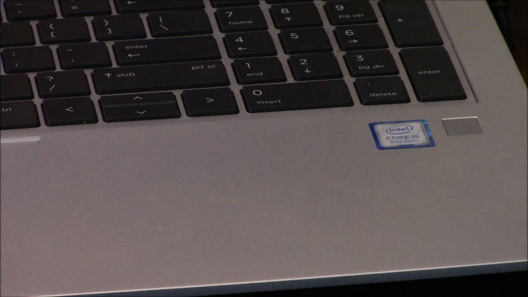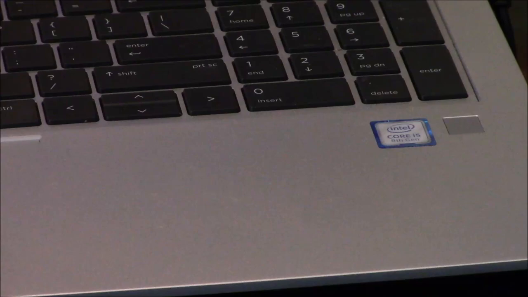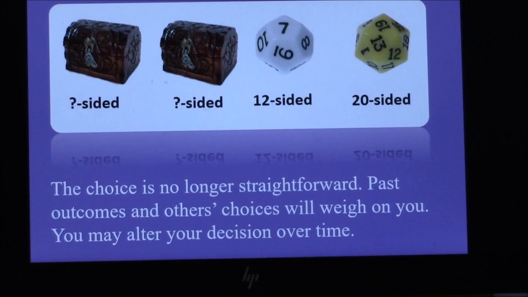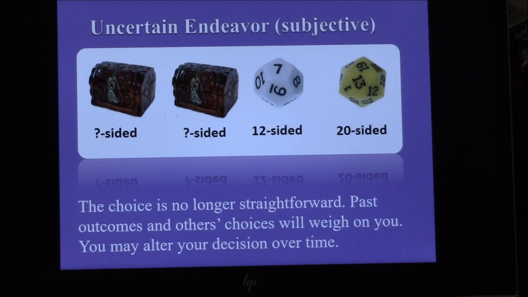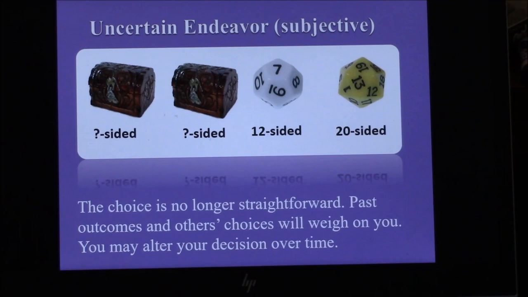Let me go back up to the screen now. Okay. With an uncertain endeavor, now the choice is no longer straightforward. Past outcomes, other choices will weigh on you. And you will alter your decision over time. You won't do the exact same thing over and over.